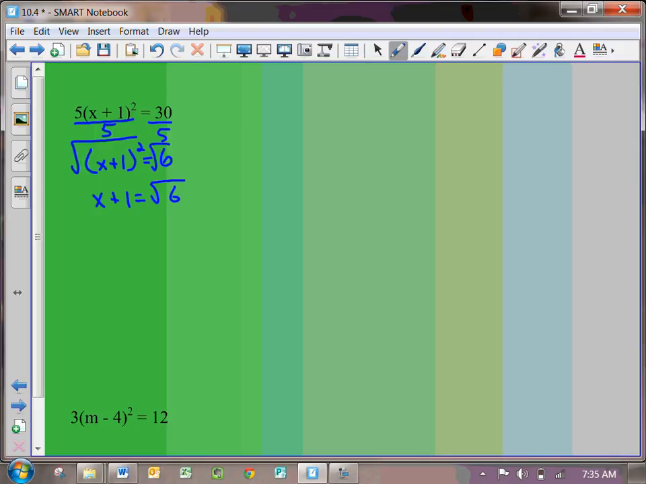So here's a case where you do the square root. So you'd actually figure out what the square root of 6 is. So let's figure that out. Square root of 6 is 2.449. Okay, so x plus 1 equals 2.45.